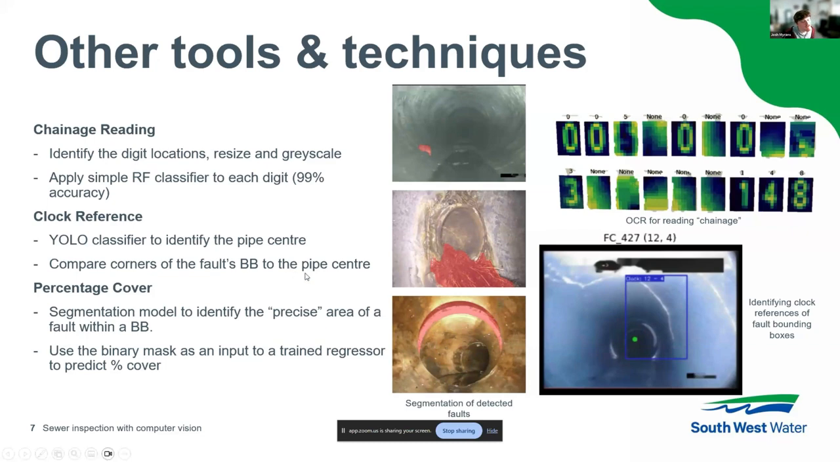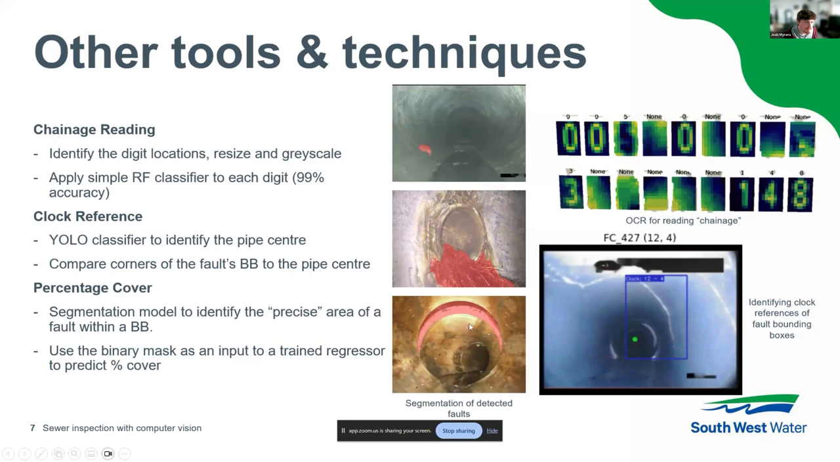Another one, percentage cover. You can see in these really cool images here that once we've identified that fault, we can segment it. In this case, a vermin code, so a rat, has been identified, and using a segmentation algorithm, we can identify exactly where that is within that image. Not so useful for a rat. That's just more for our own fun.